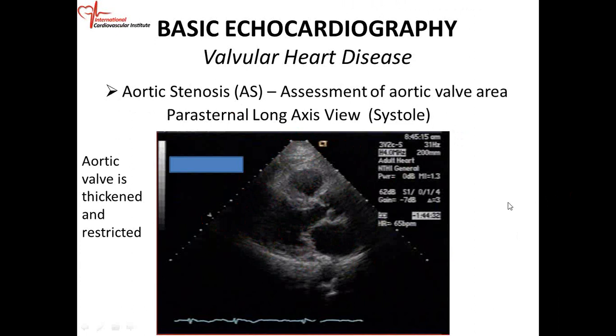All right, so you have an inclination that the patient has aortic stenosis. So what are you going to do? You're going to just go on with your regular study, okay? But there are certain measurements that you have to get, and we're going to go over those measurements.